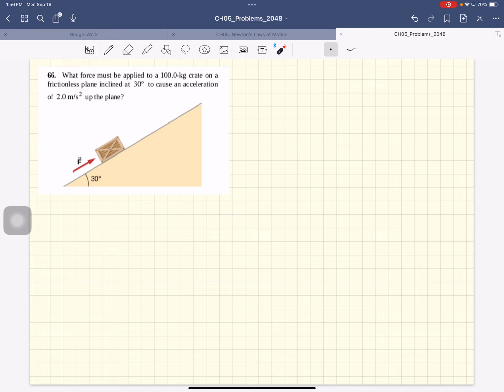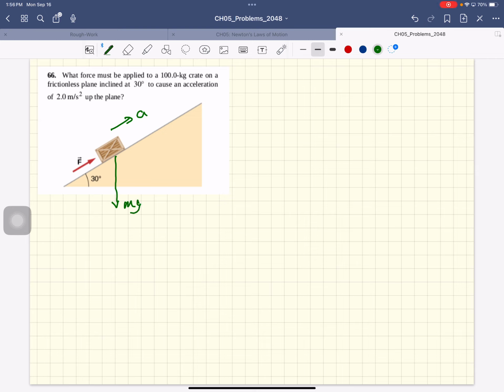All right, so this problem says, what force must be applied to a 100 kg crate on a frictionless plane inclined at an angle of 30 degrees to cause an acceleration of 2 meters per second squared up the plane? So you want an acceleration of 2 meters per second squared up the plane.